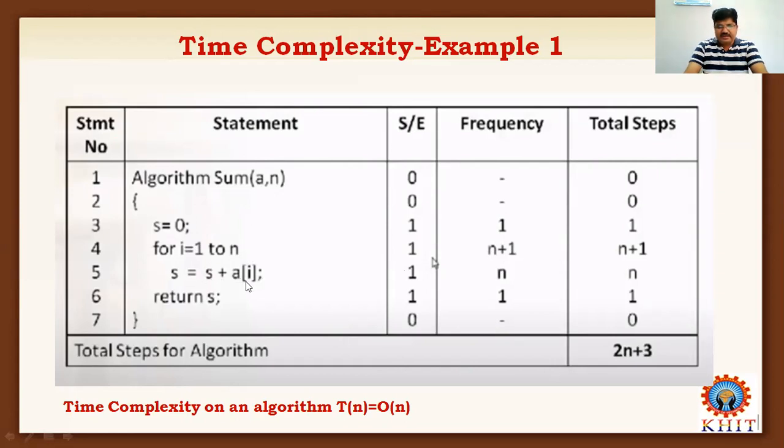Here A is an array. The array will be executed n number of times. The value of n may vary from 1 to n. So that's why the frequency is n.